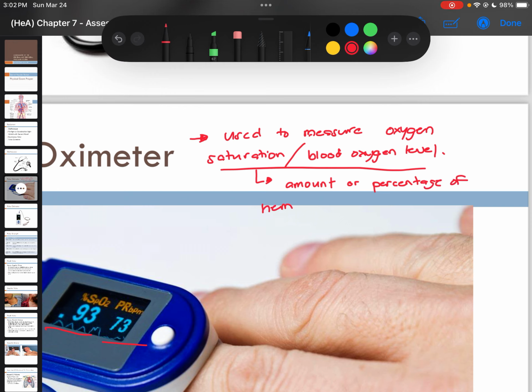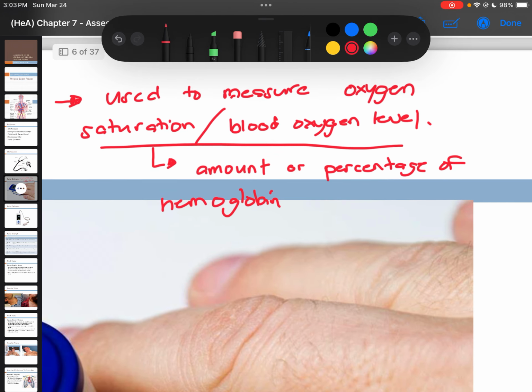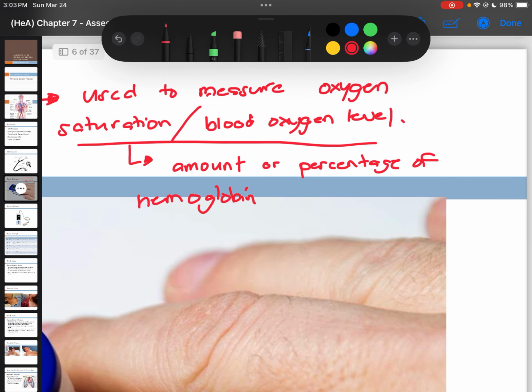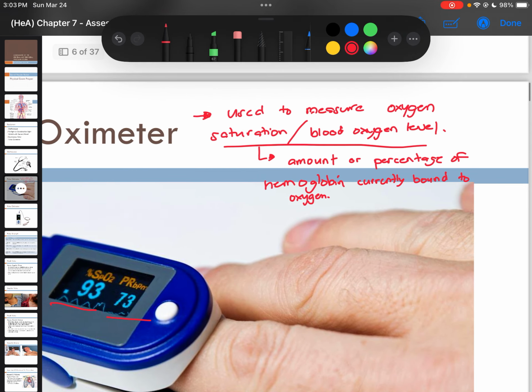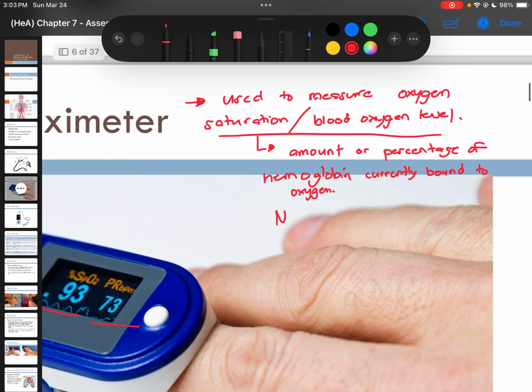of hemoglobin. If you remember from your anatomy, hemoglobin is the compound that carries oxygen. It is the percentage of hemoglobin currently bound to oxygen. Basically put, this is the percentage of hemoglobin that has oxygen. Normally, when we're talking about pulse oximetry, it is 95 to 99%. This is what you will see here, SpO2.